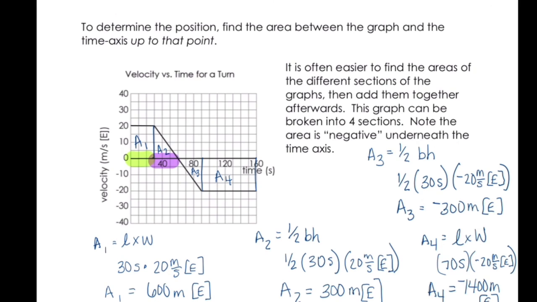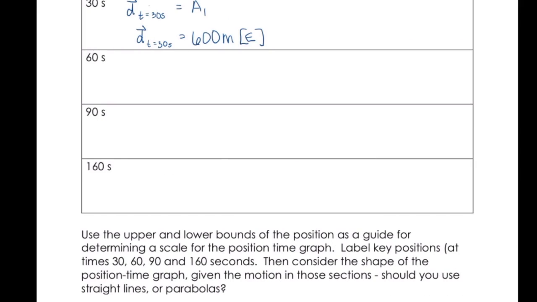For 60 seconds, we're going to add both the area of A1 and A2 together. So the position at time 60 seconds is A1 plus A2, which is 600 meters east plus 300 meters east equals 900 meters east.